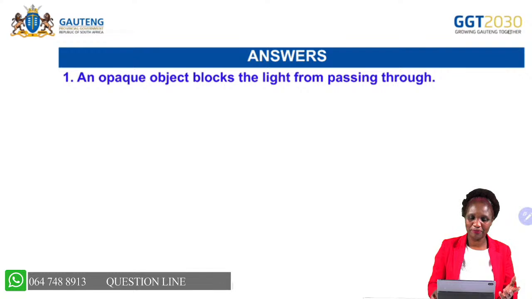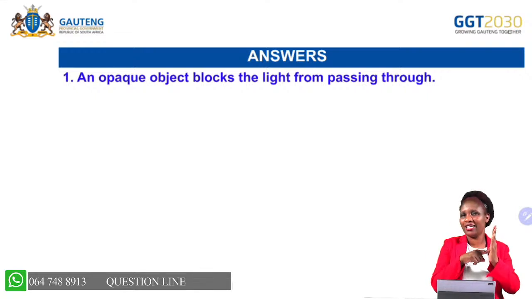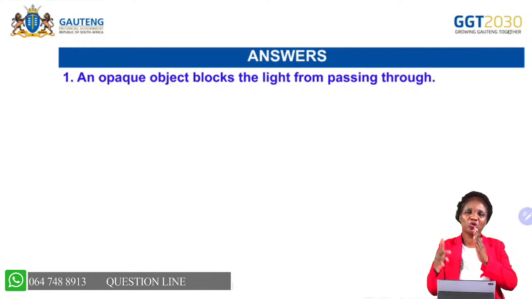Question number 1. The answer is an opaque object blocks light from passing through. Remember what we said about an opaque object. My hand is opaque, then it will block light from passing through. All right. Therefore, it will cause what? A shadow at the other side. But an opaque object blocks the light from passing through.